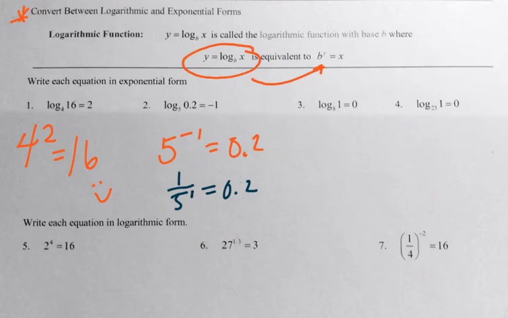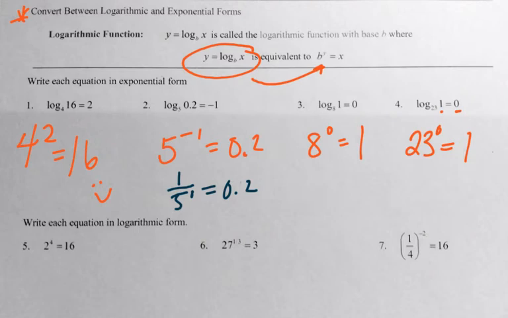We wouldn't typically write that exponent 1 there, but remember that the negative exponent kicks that base into the denominator. Okay, here we have log base 8 of 1 equals 0, so that means 8 to the 0 equals 1, which we know any number to the 0 power is going to be equal to 1. Same thing here, we're going to take the base 23, put it to that exponent, and that's going to be equal to this value of 1.